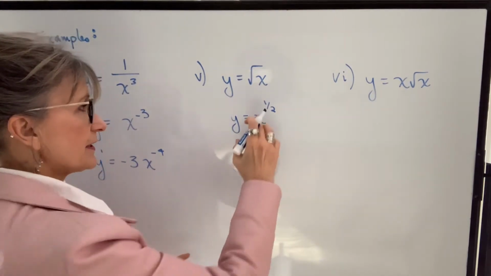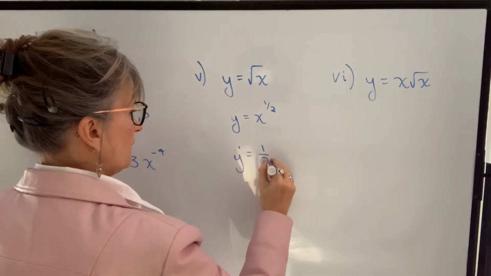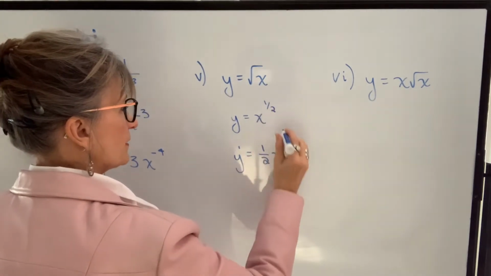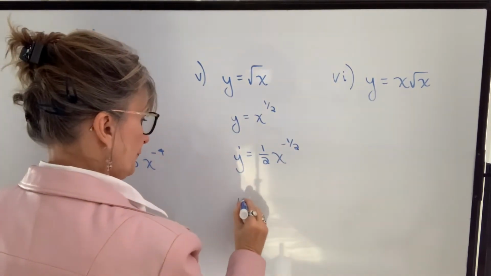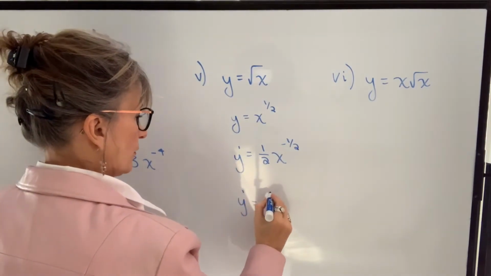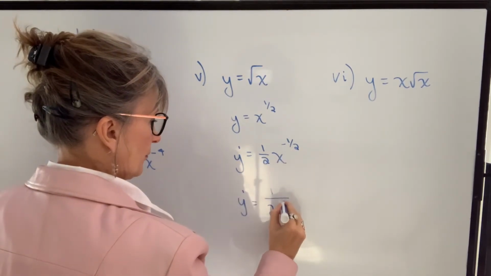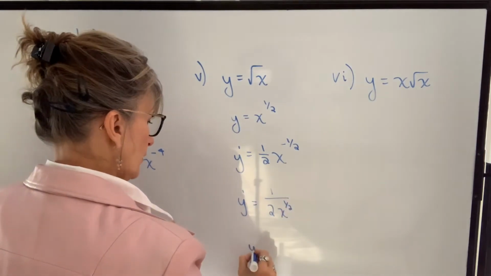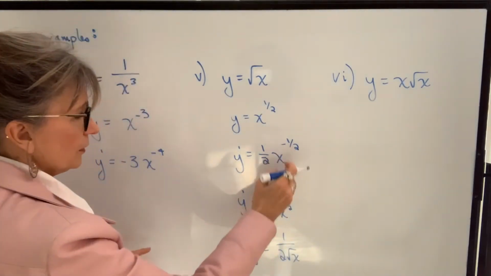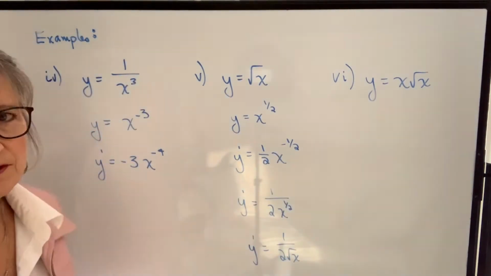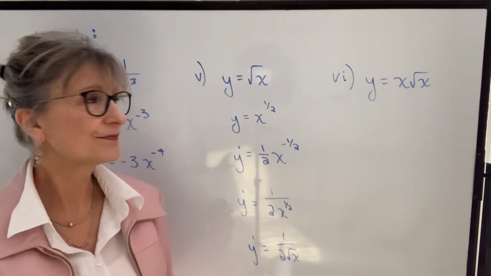Now I can differentiate it because I have it of the form x to the n, so my derivative will be 1/2 x to the 1/2 minus 1, which is negative 1/2. It can be left in that form, or I could write that as 1 over, put the 2 in the denominator, put the x in the denominator, and then my exponent becomes positive. I can also express that as 1 over 2 root x. So all of these three answers are equivalent. It's going to depend on what you're expected in terms of a final answer.